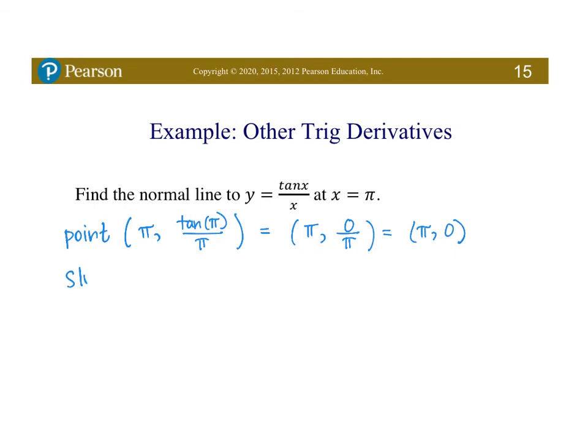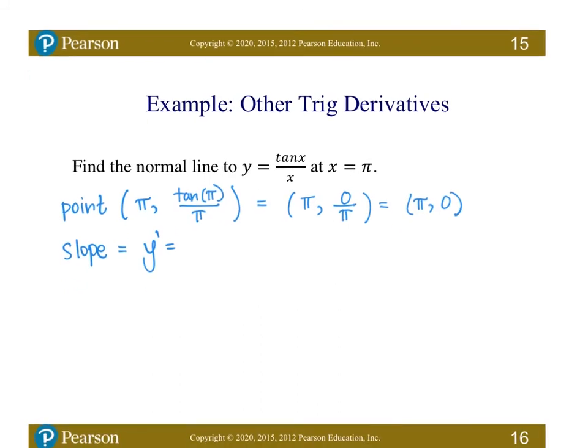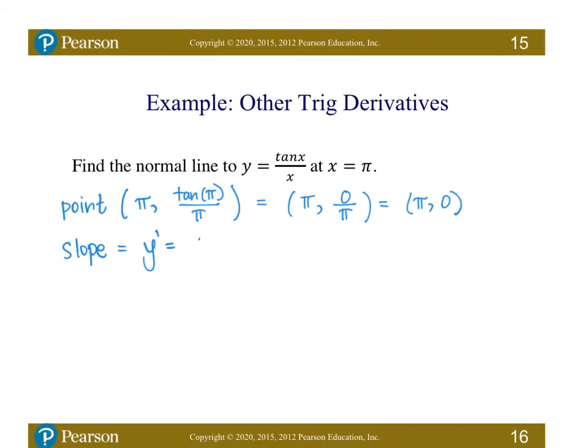My slope, I'm going to need the quotient rule to find the derivative of this function. So that would be x as a denominator times secant squared minus tangent of x, and the derivative of x is 1, all over x quantity squared.